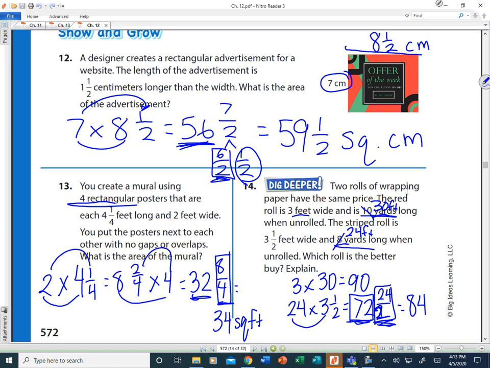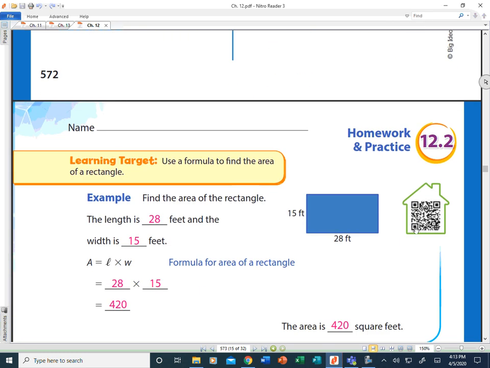Which one's the better buy? If they're the same price and the red roll gives me 90 square feet, and then the striped roll gives me 84 square feet, wouldn't we say that the red roll is a better deal because it gives me more square footage? Absolutely. So for your assignment today, you guys are going to be taking a look at finding the area of a rectangle using the formula length times width.